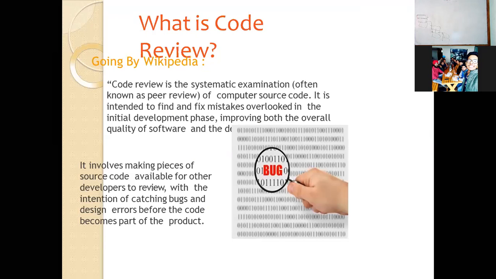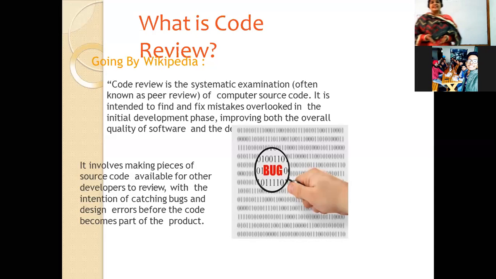Code review is the systematic examination that comes after designing the user interface and after doing the coding. You can do code review only if you have created code. According to Wikipedia, it is a systematic examination of computer science source code.